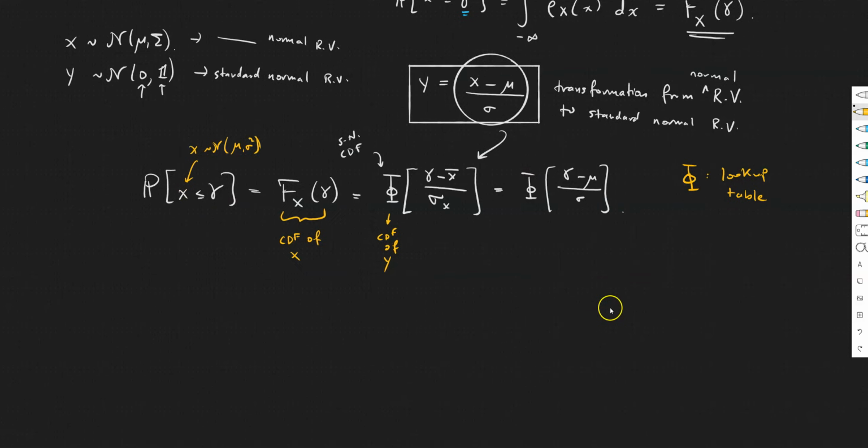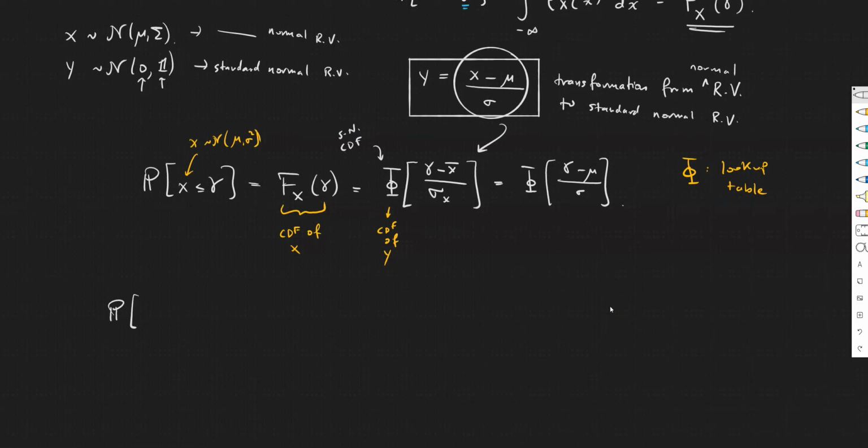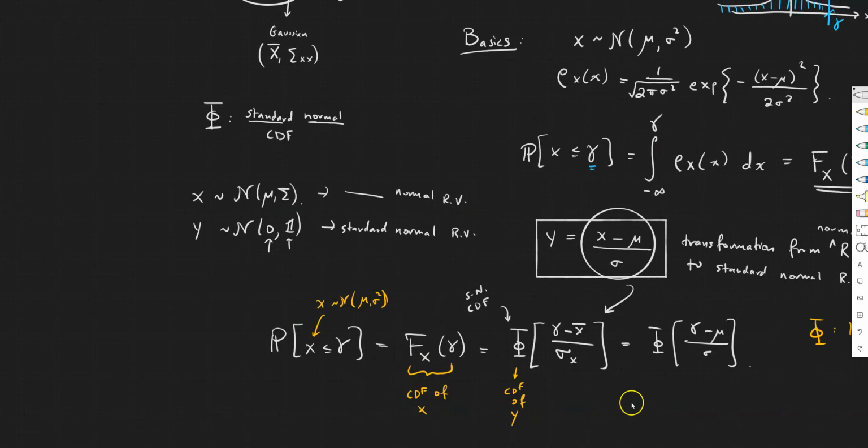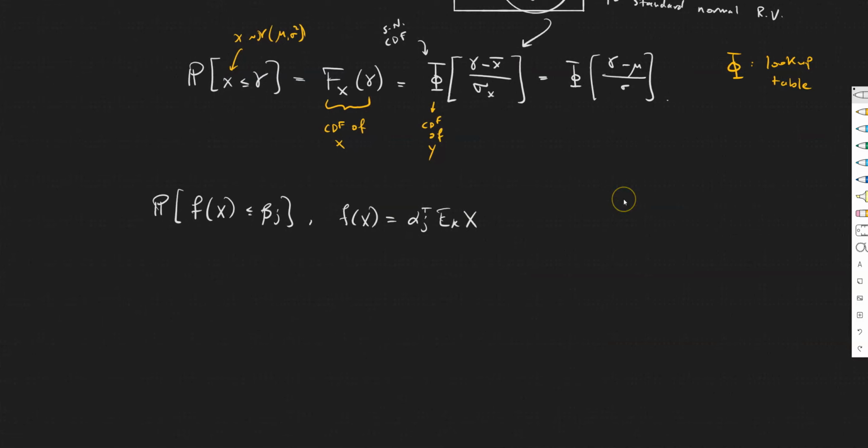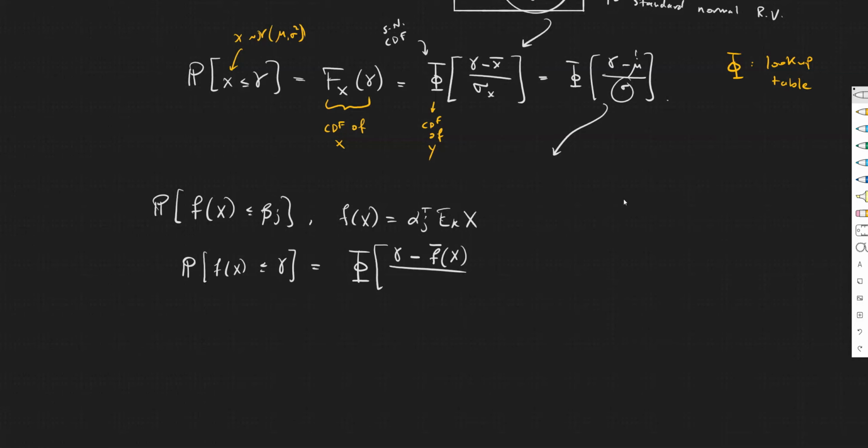Okay? So now back to the problem at hand. We want to find the probability that some function of x is less than beta j, where this function of x is given by alpha j transpose ek x. This was our function of x, f of x. How do we compute that? Well, just take the analogy from here. The probability that f of x is less than gamma is equal to the standard normal CDF of gamma minus mu. What is mu? Mu is the expected value, divided by sigma. Sigma is the standard deviation, also known as the square root of the covariance.